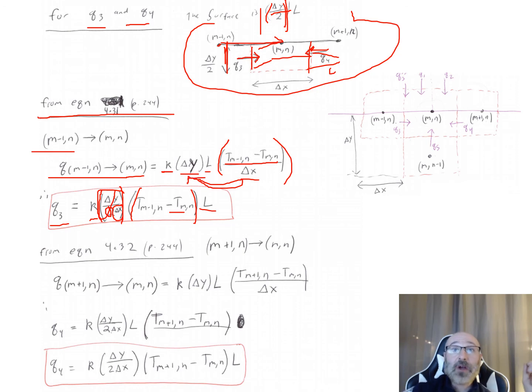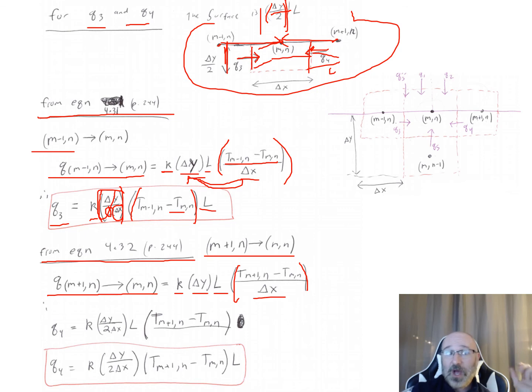So now we can look at our other node over here, our m plus 1,n coming into our center node. Looking at our heat rate equation, this comes from equation 4.32 on page 244 for our general equation, going from that outside node to the inside node, or m plus 1,n to our m,n at the center. So our heat rate from m plus 1,n to m,n is equal to our thermal conductivity times our delta y times L times our temperature difference between those two nodes, all over our delta x. Now for our specific problem, this is our Q4.